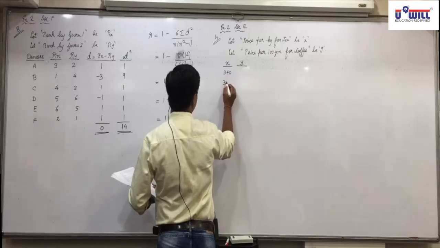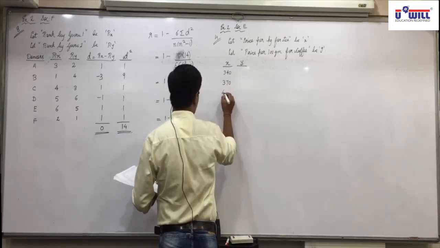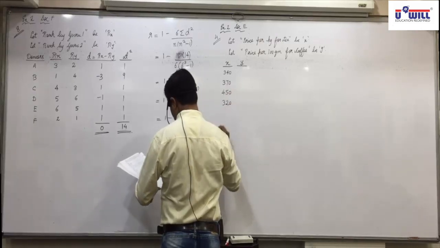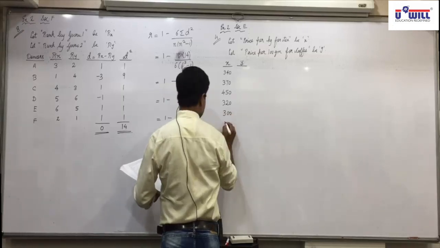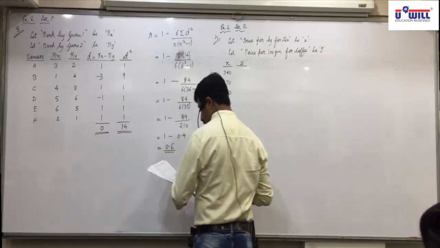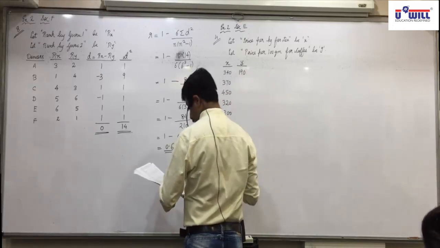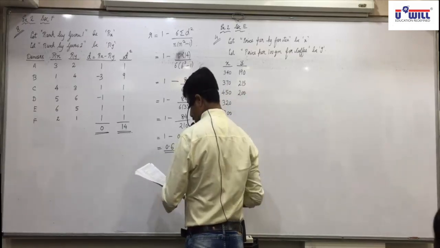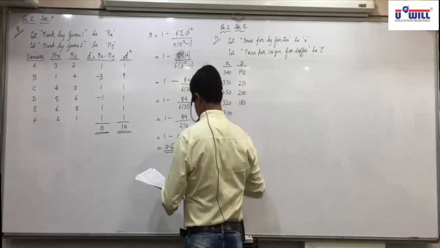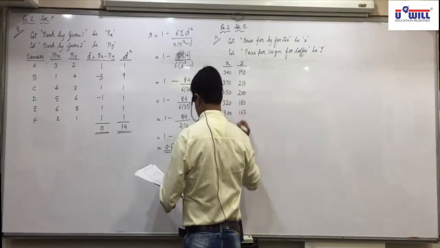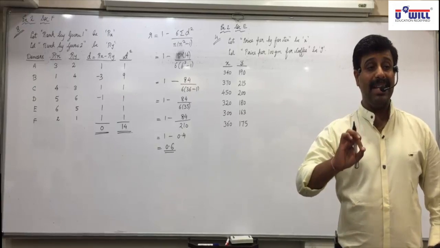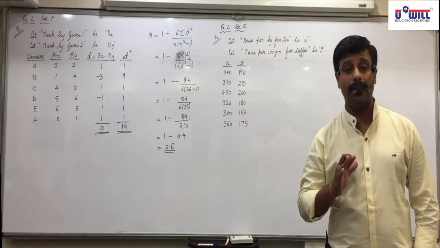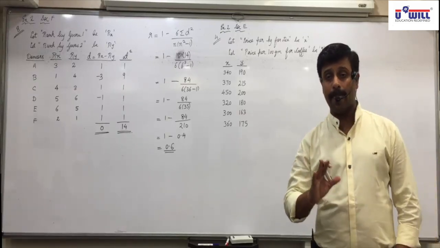X: 340, 370, 450, 320, 300, 360, and Y: 190, 215, 200, 180, 163, and 175. I repeat, this particularly will be helpful for those who were absent yesterday. It's very simple and you'll also be able to understand. So those who were absent yesterday, understand it properly.